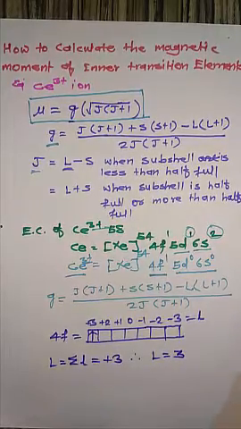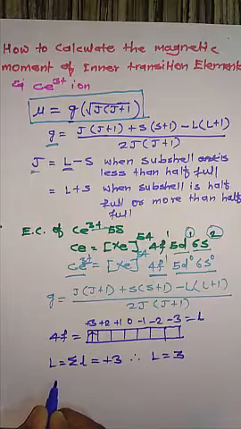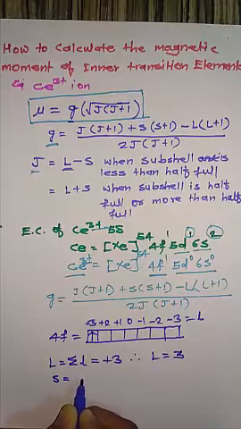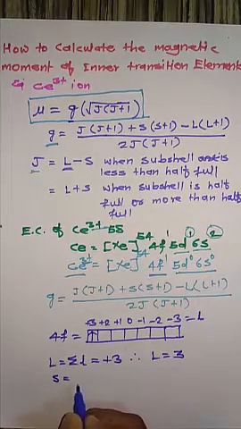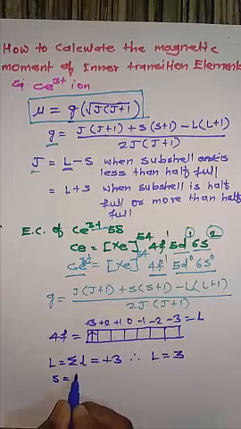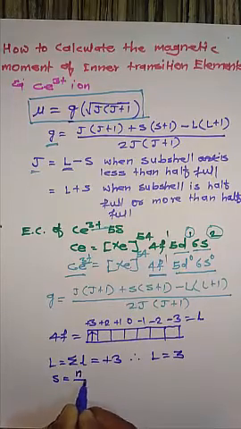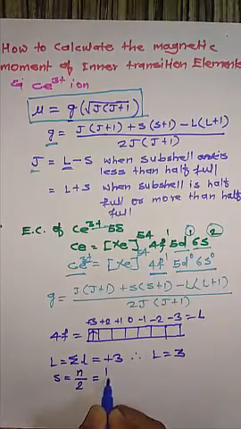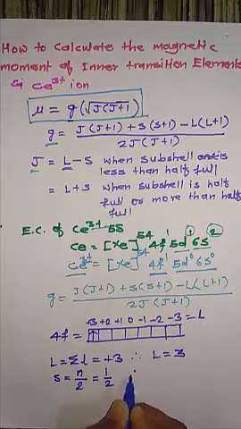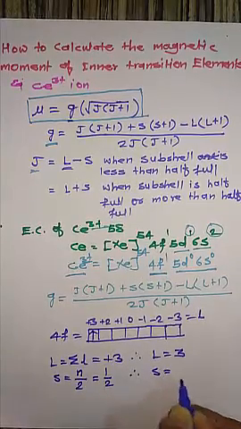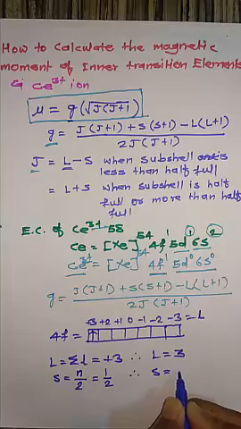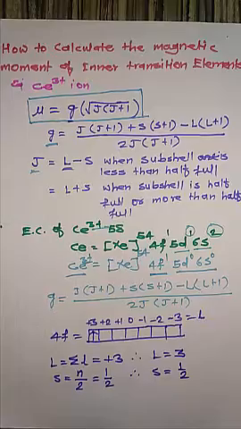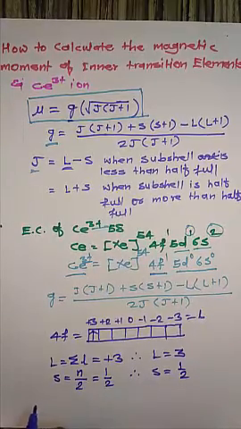So here, now we have to calculate the S. So what is S? S is equal to the total spin of the electron. So how to calculate the total spin of the electron? That is the number of unpaired electrons divided by 2. How many electrons? Only 1, divided by 2. Therefore S, that is the total spin of the electron, is 1 by 2. So you got the value of L and S.